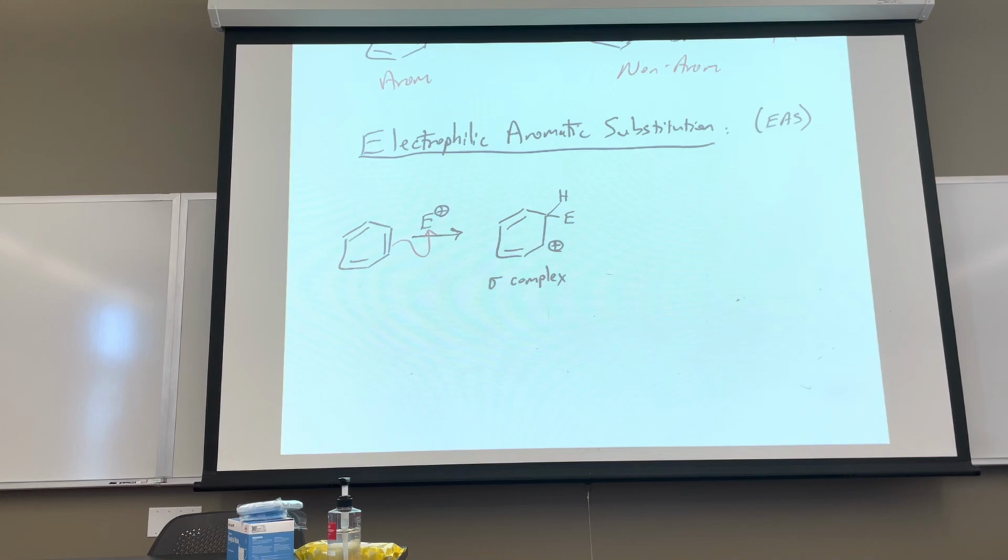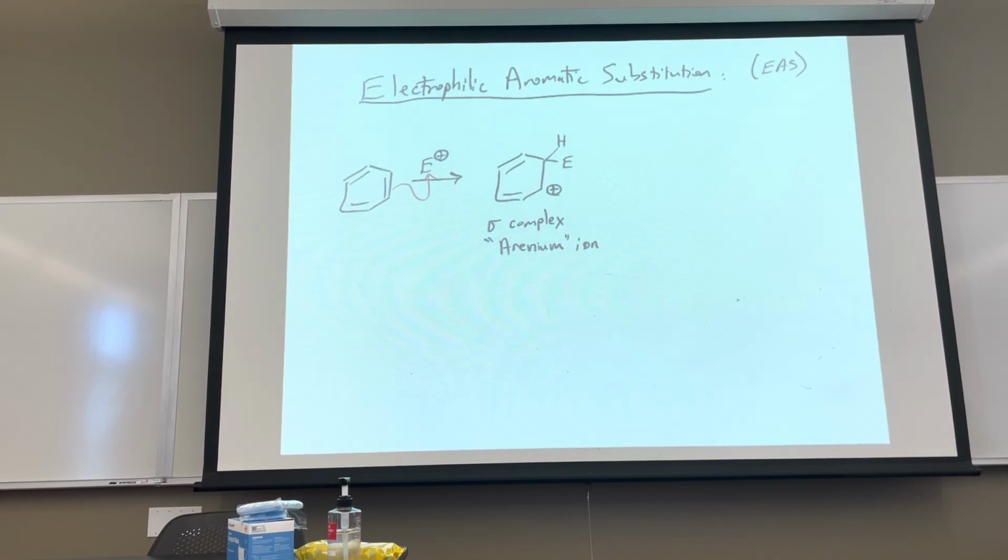If you read older textbooks, sometimes they call this an arenium ion. And then in the next stage, think about this like an energy diagram. We started really low because benzene is very happy in its aromatic state. We go really high to the sigma complex because you've taken something that's aromatic and made it non-aromatic.